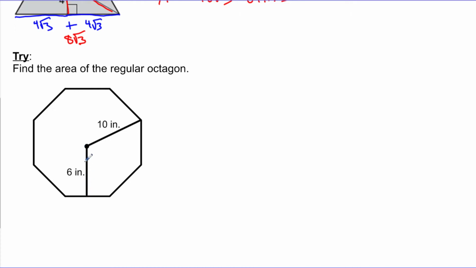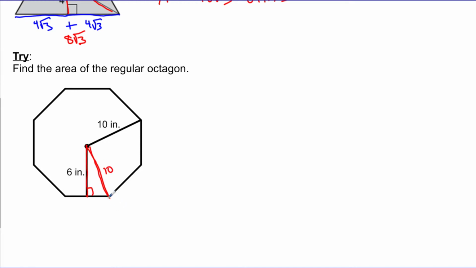I'm looking at this picture and I see an apothem. There it is. And I'm seeing a radius, but that radius is not making a right triangle, right? This is a right angle. I'm not getting a right triangle with that radius. So I can redraw that radius line right here instead. This is also 10.